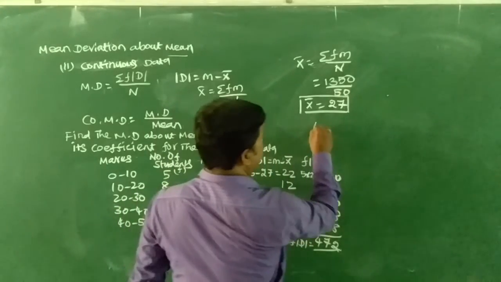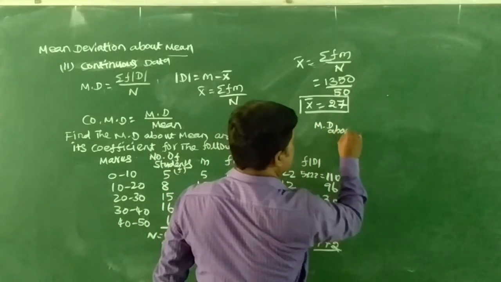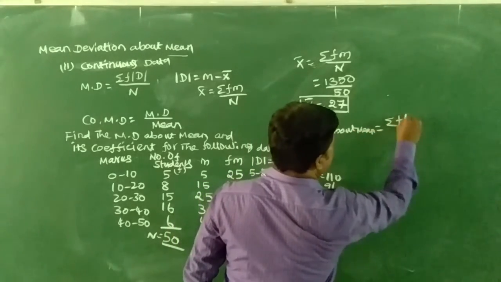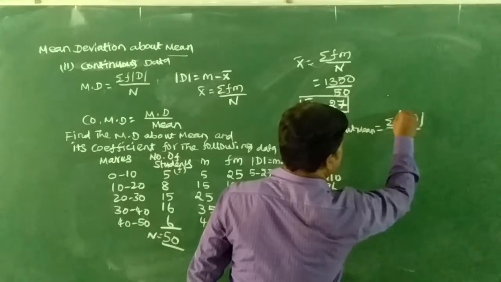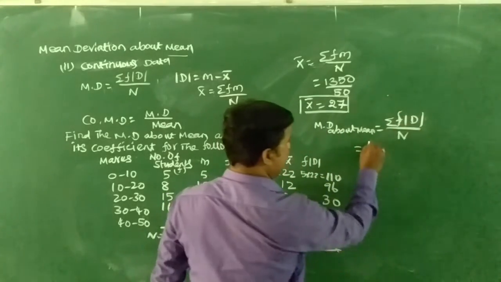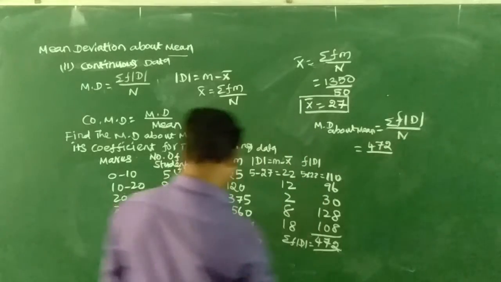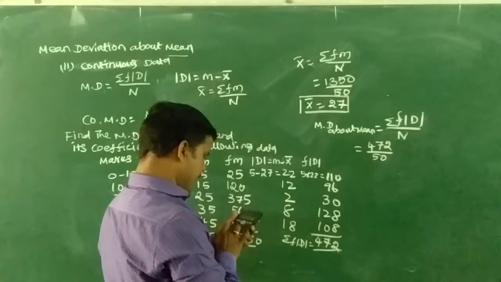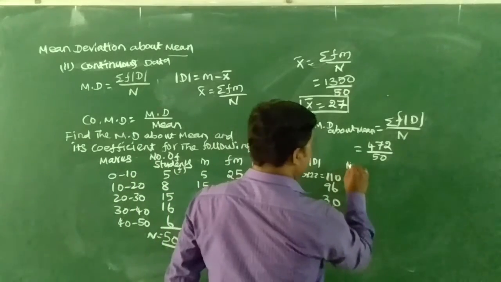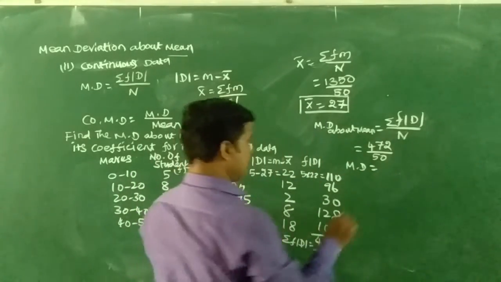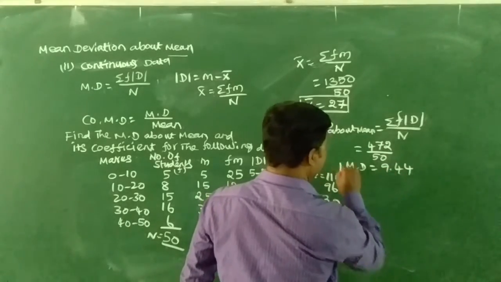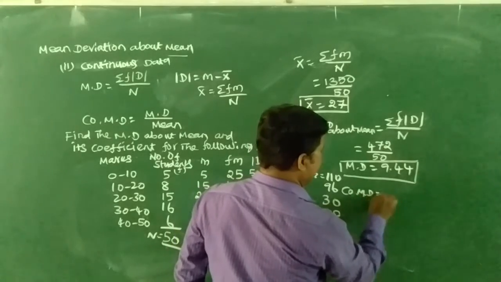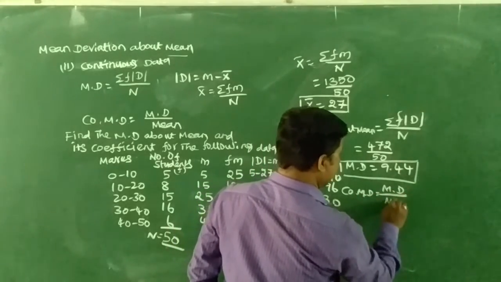So next, mean deviation about mean equals summation f into modulus of d divided by n. So f into modulus of d, 472, divided by n, which is 50. 472 divided by 50. So mean deviation equals 9.44.